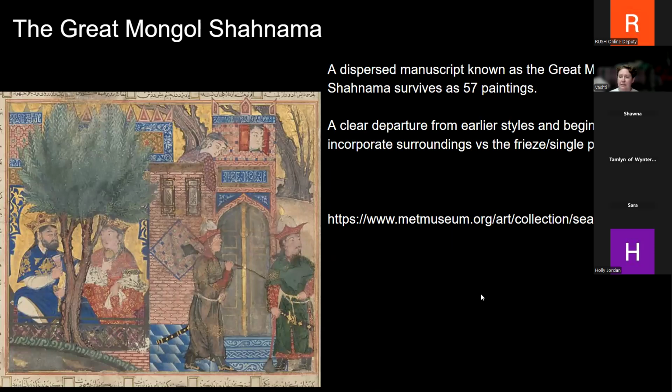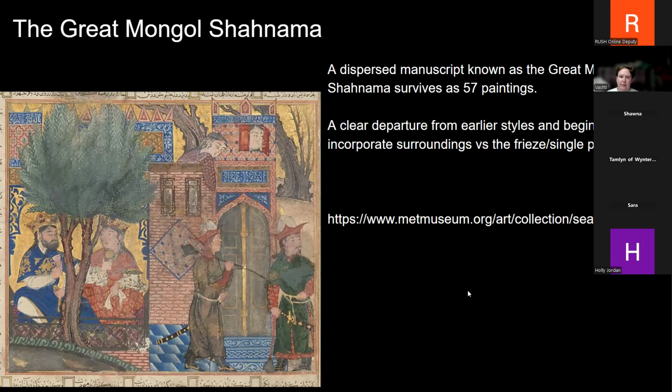And then we get something very different. This is a very clear departure from the earlier styles, and it's beginning to break even with the middle style. This one is from something called the Great Mongol Shahnameh. It is entirely dispersed. All we have are 57 paintings, but they're not bound together. They're separate paintings at this point. From age and tracing provenance and testing materials, it's thought they all belong to one book at one point.